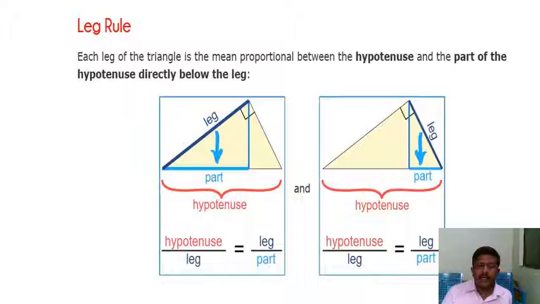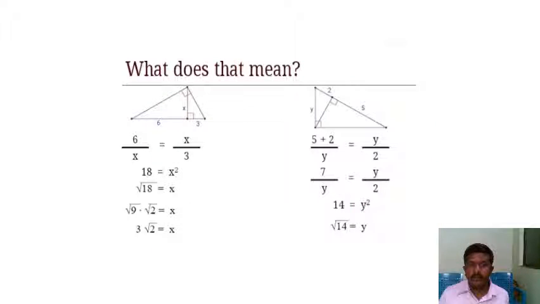This is the leg, this is the hypotenuse part, big part, and this hypotenuse, small parts, this is the leg. So again remember, hypotenuse upon leg is equal to leg upon part. In this figure also, hypotenuse upon leg, leg upon part, but this is the leg and this upon part. We can use this rule for solving the examples.